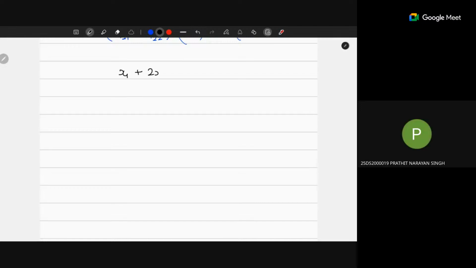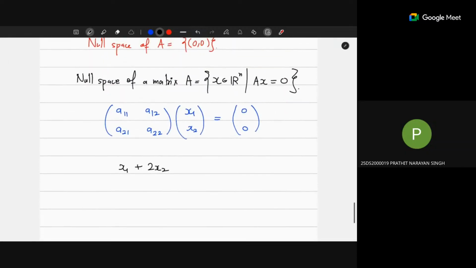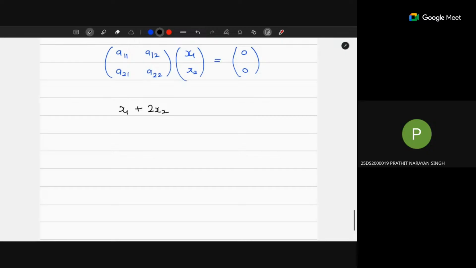So every time the null space will be zero, no? I'm giving one more example, so you will get to see. Okay, x1 plus 2x2 is equal to 0 and 3x1 plus 6x2 is equal to 0. So this is the given linear system of equations. This is example number 2.